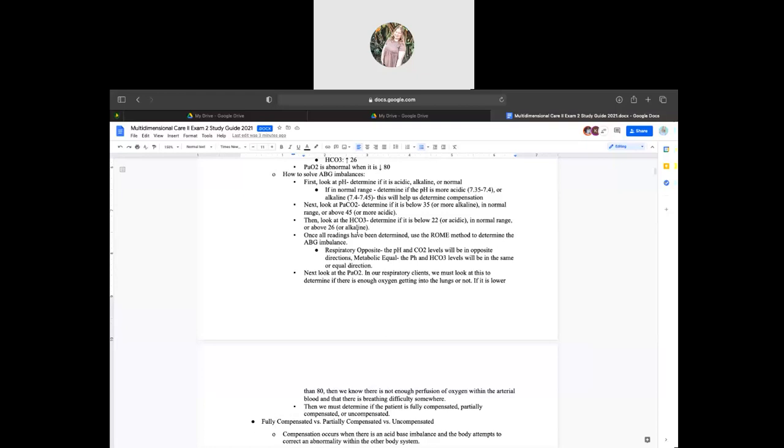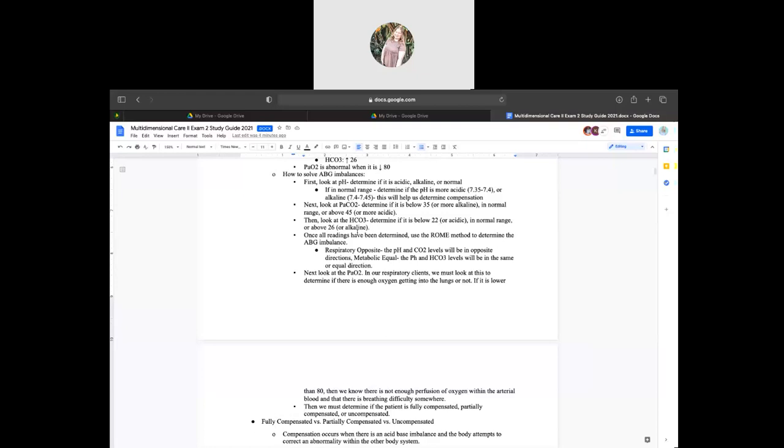If this is lower than 80, we're going to know that there's not enough oxygen in the arterial blood and that there's difficulty breathing somewhere, so the lungs are impaired. Or if it's high, that means we might be hyperventilating, so we're letting off too much CO2 and we're taking in too much oxygen. So we need to know about that as well.